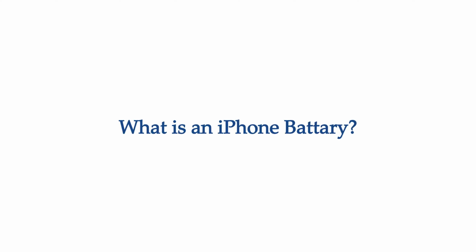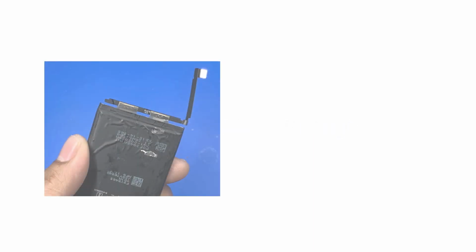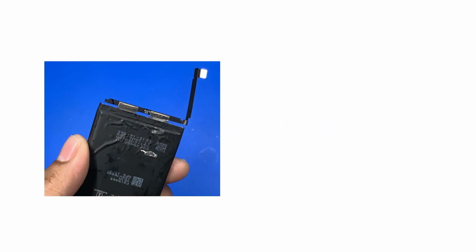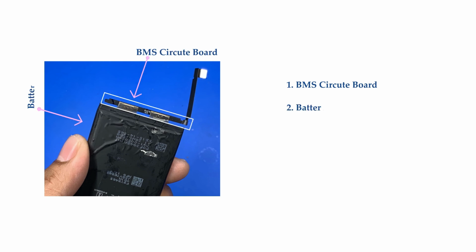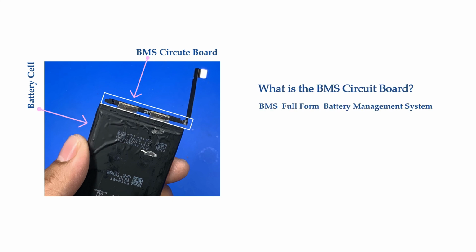What is an iPhone battery? An iPhone battery is composed of two main parts. 1. BMS circuit board. 2. Battery cell. What is the BMS circuit board? BMS stands for Battery Management System. This small board is connected to the battery and helps manage the battery. It is connected to the main board of the phone.